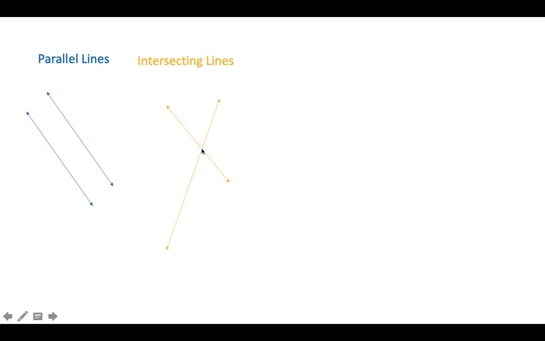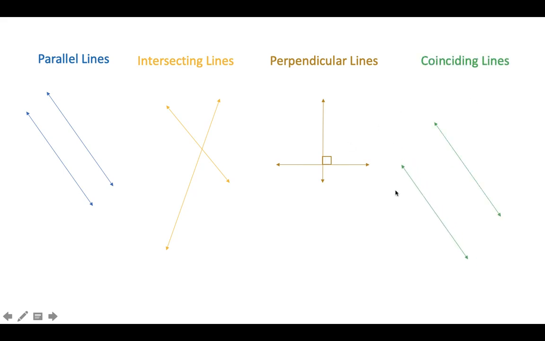Let us identify the different relationships of lines. Two lines are parallel if they will never meet however far they are produced. Two lines are said to be intersecting if they will meet at exactly one point. Perpendicular lines are also intersecting lines, but their intersection forms exactly 90 degrees, or a right angle, while coinciding lines are actually two lines that overlap each other.